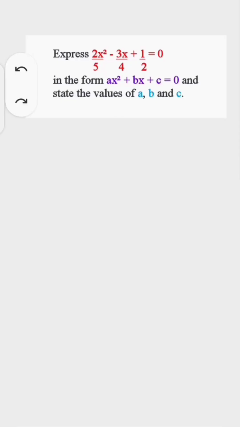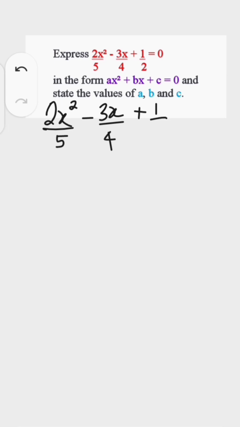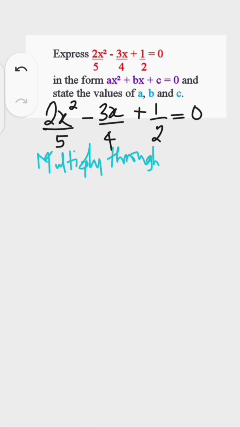To express the quadratic equation 2x squared over 5 minus 3x over 4 plus 1 over 2 equals 0 in the form ax squared plus bx plus c equals 0, we will have to clear the fractions. And to clear the fractions, we multiply through by the LCM of 5, 4, and 2, the lowest common denominator of 5, 4, and 2, which is 20.